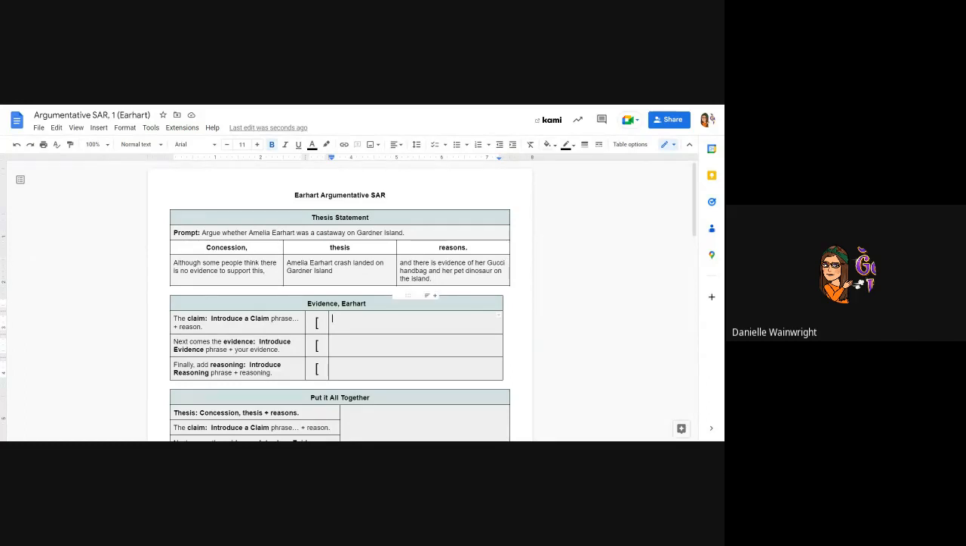All right. Sorry, I know you couldn't see that for a second, but there it is. So, although some people think that there's no evidence to support this, there's my concession, starting with a subordinating conjunction. Amelia Earhart crash landed on Gardner Island. There's my statement. And then I start my reasons with a FANBOY, or coordinating conjunction. And there's evidence of her Gucci handbag and her pet dinosaur on the island. Again, that's not true.